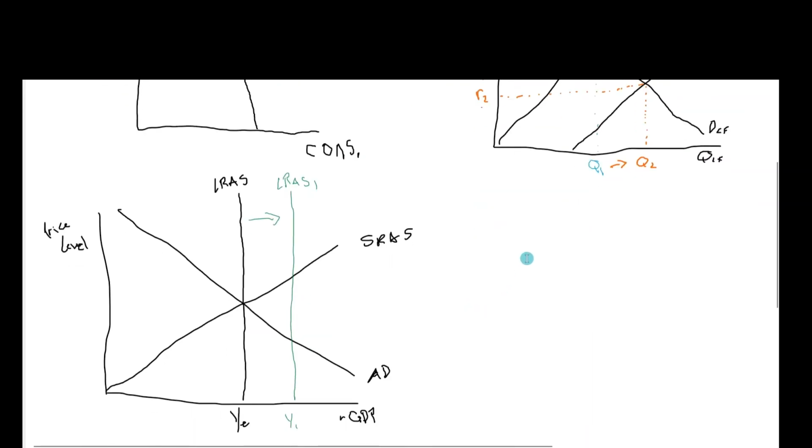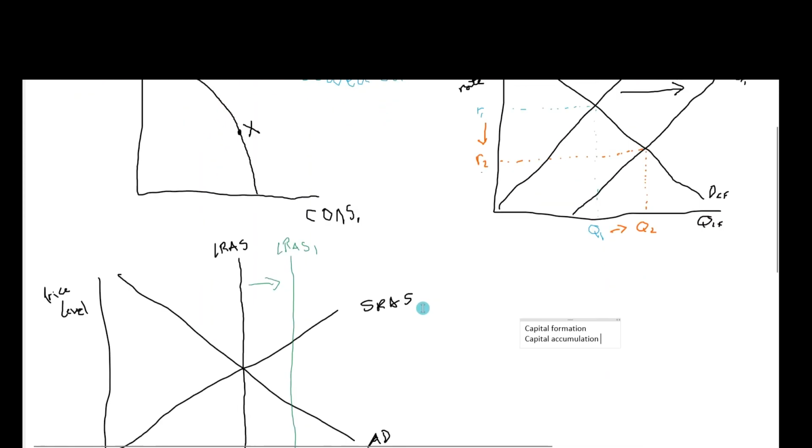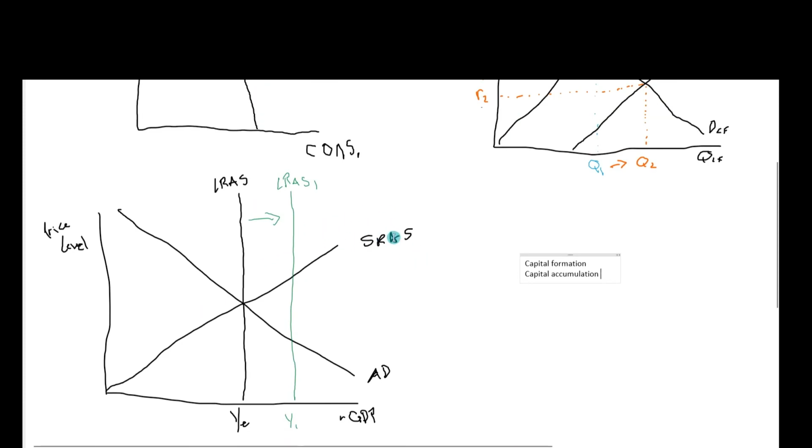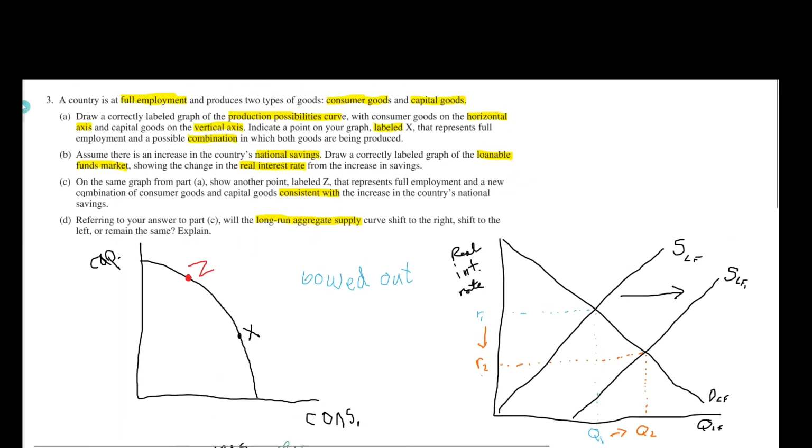So capital formation, let me just write that down here. Capital formation. Capital accumulation. Whoops. You'll see them in many questions, both of these in macro. So if you had to draw an ADAS graph, which is not unusual, you would want to draw something similar to this. Depends on the requirements of the question. So that completes this 2017 FRQ number 3.